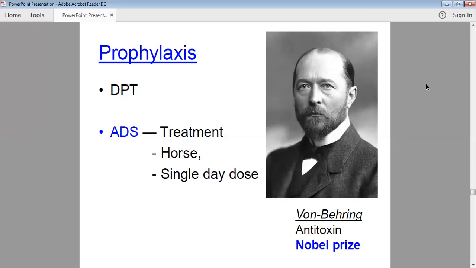So for his discovery, at that time he saved so many lives. At that time there was no antibiotic, no prophylaxis, no vaccine. It's the commonest infection among children, and due to ADS treatment, he saved so many lives and was awarded the Nobel Prize.